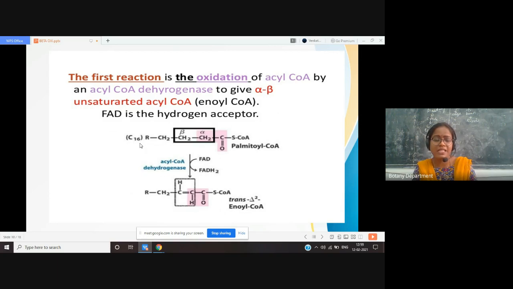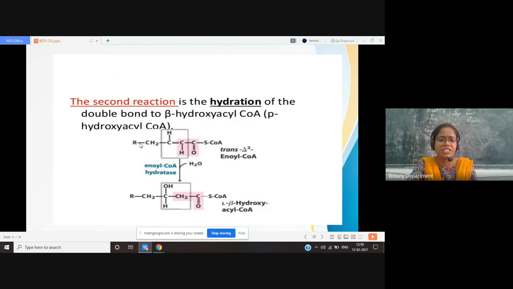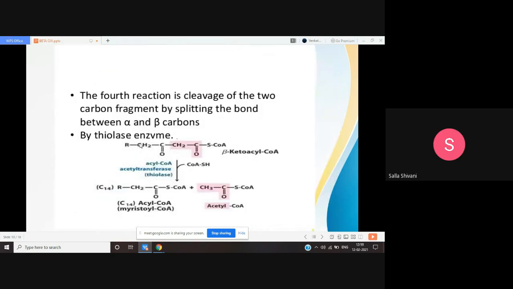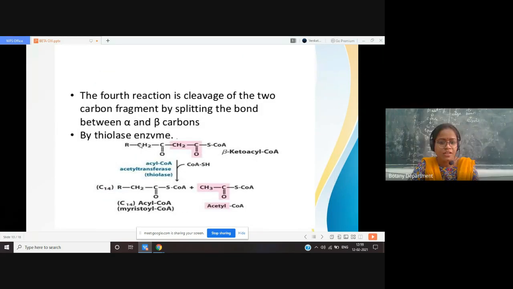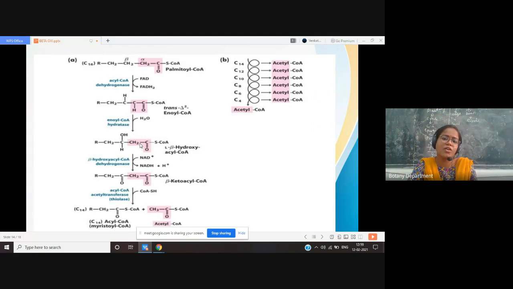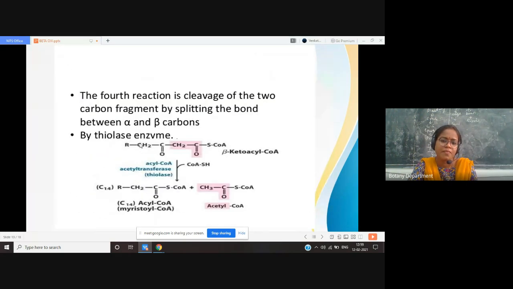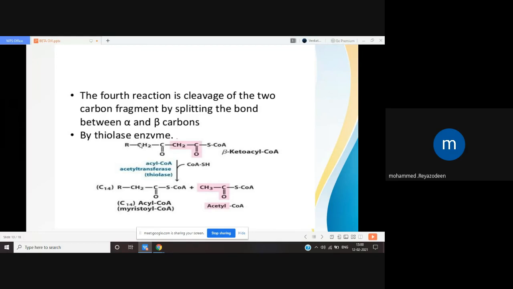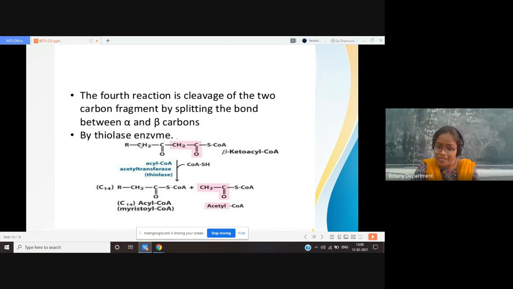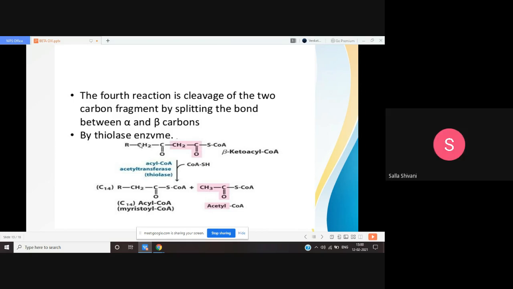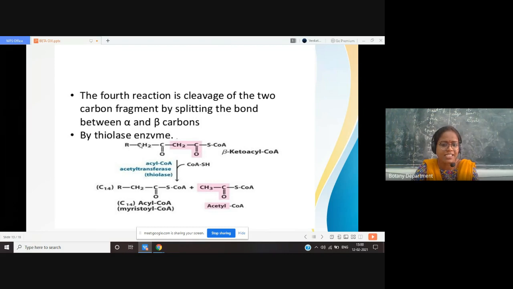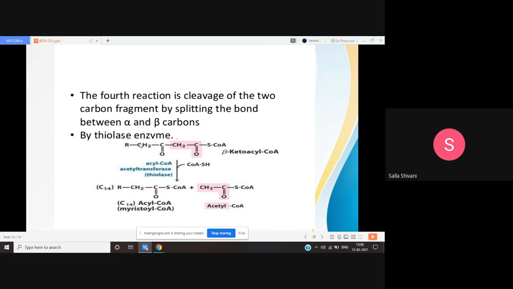So this happens seven times in our body. Beta oxidation happens how many times? Seven times in our body. So how many acetyl CoA will you get? Tell me. Seven plus one extra: eight. Eight is the correct answer.